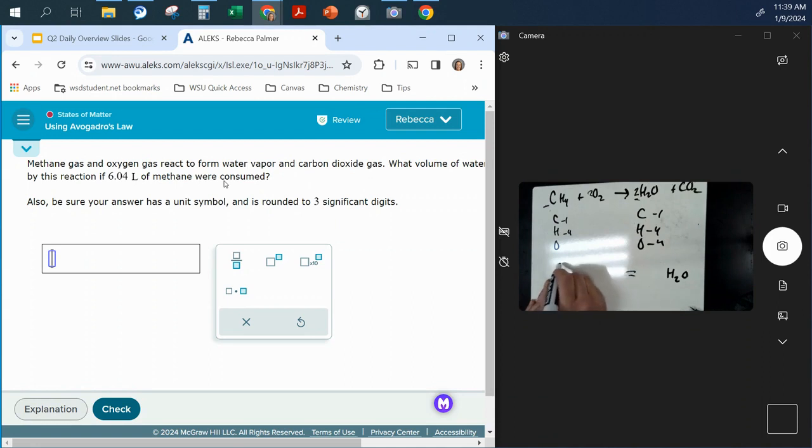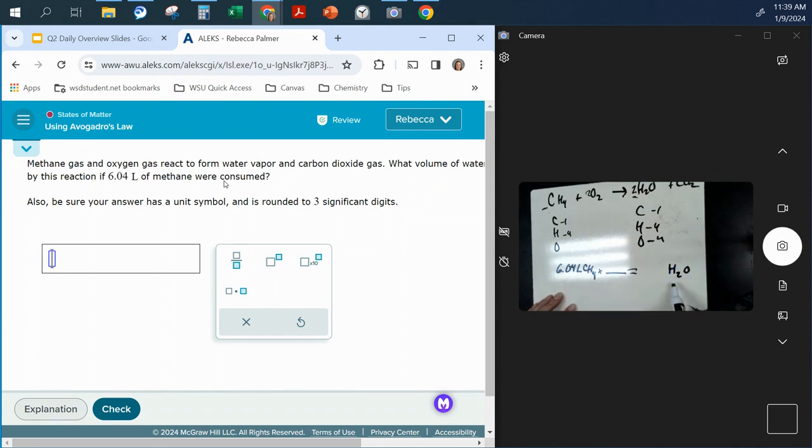So if I start with using up 6.04 liters of methane, I need to use my chemical equation to relate moles of methane or volume of methane to volume of water. So what needs to go on the top here?